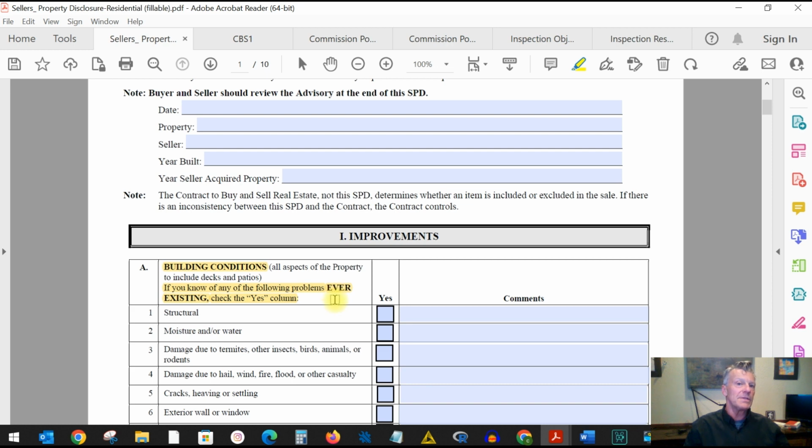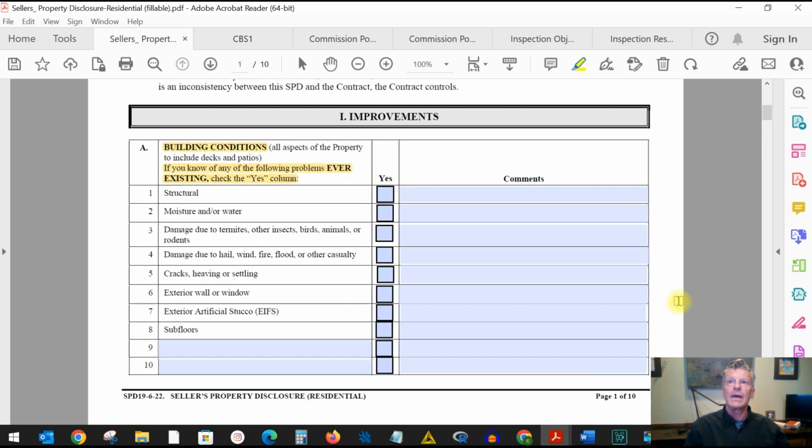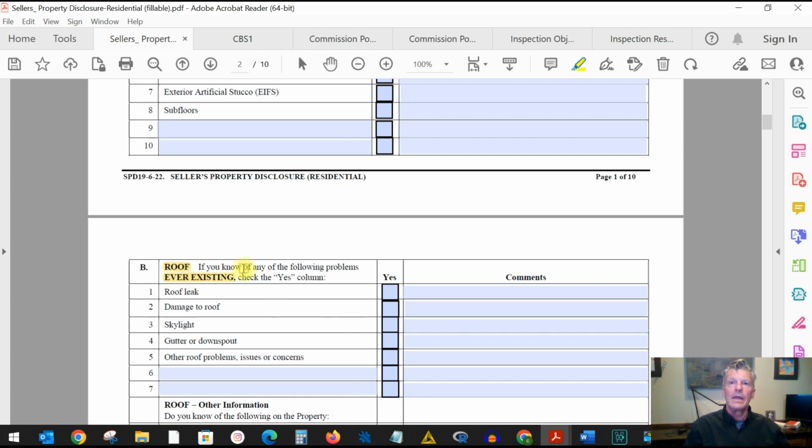So what that means is if 2 owners back, let's say 25 years in the past, had a structural problem and one of them corrected it and everybody going forward knew that correction, that repair had been made, they would still report it to you if it made it that far up. Ever existed. Let's scroll down. Roof. If any of the problems ever existed, check yes, give us the background. They can attach additional documents.